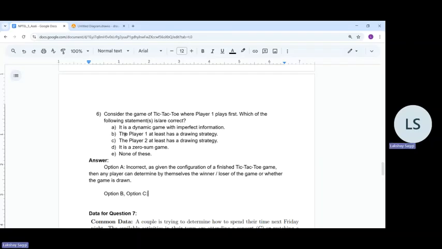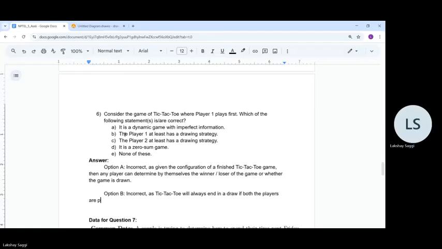Option B, maybe just option B, is incorrect as the tic-tac-toe game will always end in a draw if both the players are playing smartly. This is not a property of any game; this is a property of tic-tac-toe specifically, that in a tic-tac-toe game there will not exist a winning strategy.